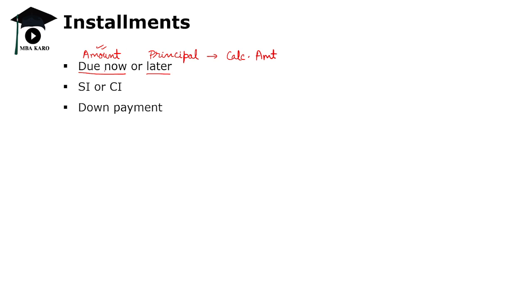Then it could be simple interest or compound interest based. Now you know what is simple interest, what is compound interest, and how to find them. Some special questions might involve the concept of down payment. So we shall look at all these kinds in this video.